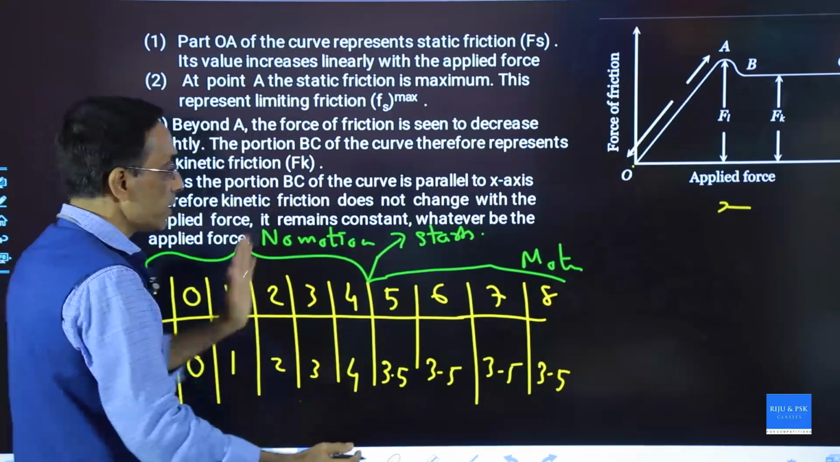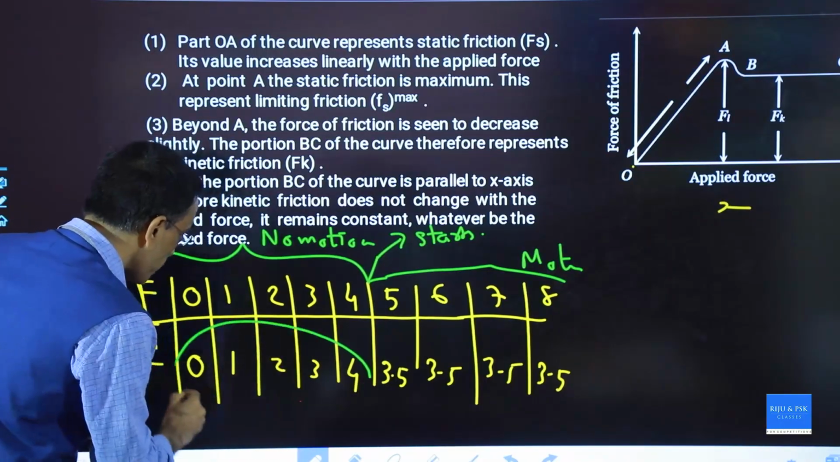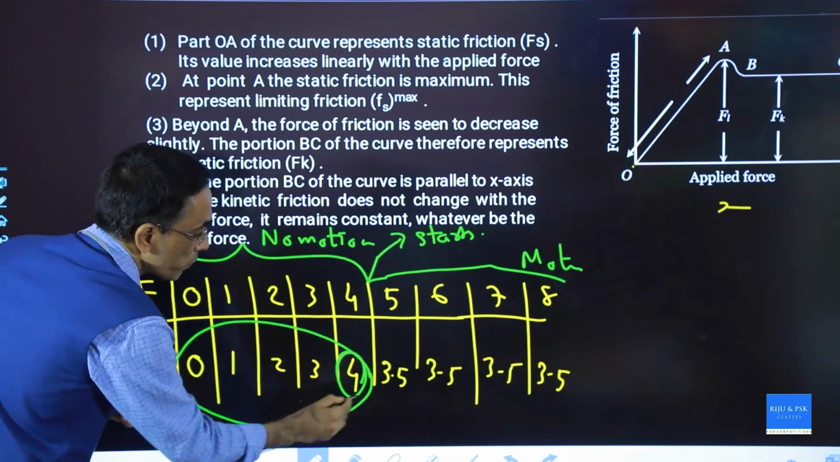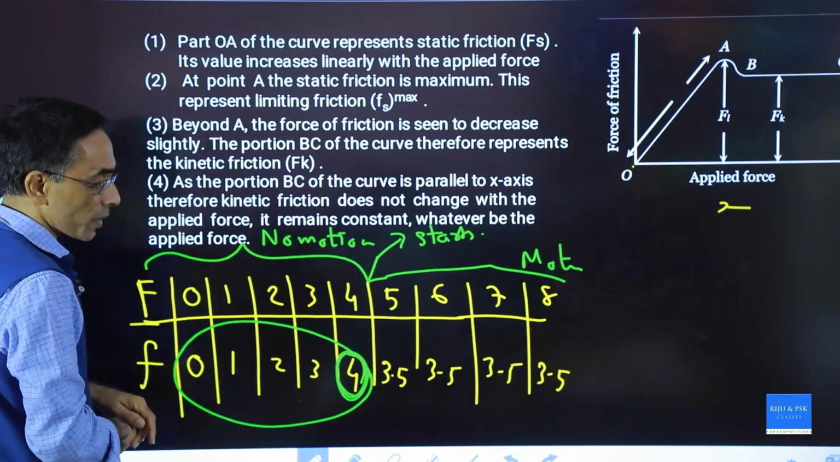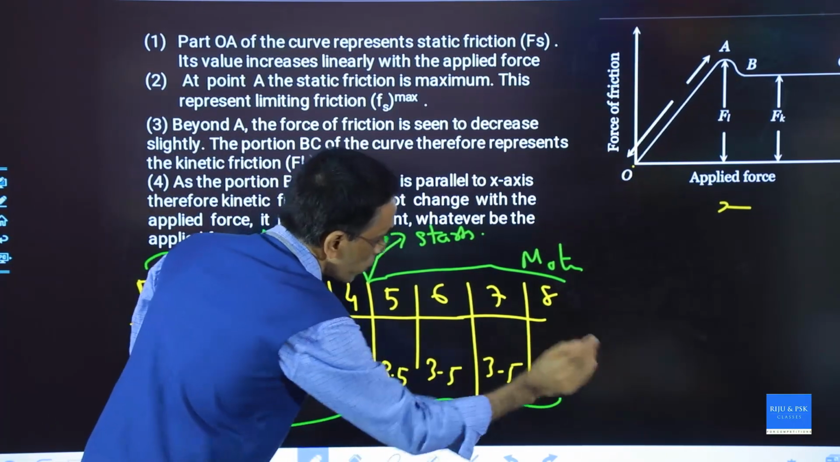This is the static region, this is the kinetic region. This friction is static friction. It varies from 0 to a certain maximum. So, 4 is the limiting friction. Then the body starts moving, and this friction is constant. This is called kinetic friction.